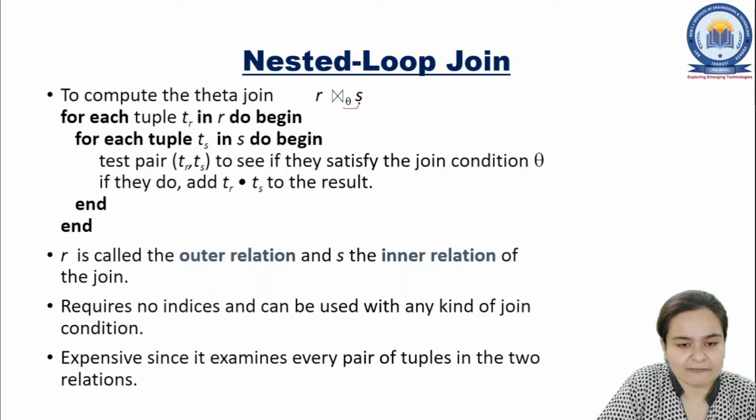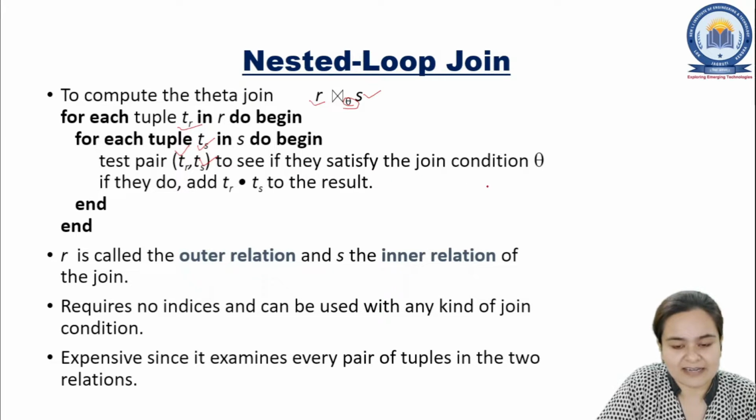Theta join means a join with any condition between R relation and S relation. Let's take two relations, R and S. For each tuple TR in R, and for each tuple TS in S, we have to test the pair TR and TS to see whether they satisfy the condition we have given in the join. If they do, then we add the result to our join result relation. Otherwise we leave it.